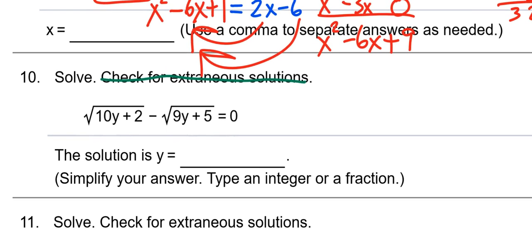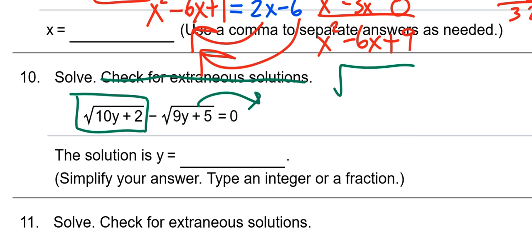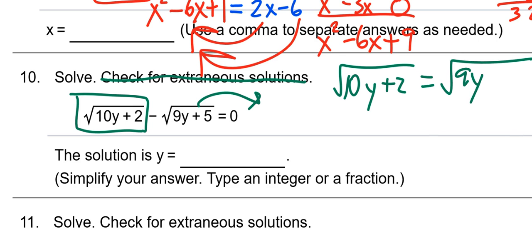Now, when I ask you, is the radical by itself, you might say, which radical are you talking about, Mr. Staley? Well, the key thing is we want to have one radical on one side and one radical on the other. Now, you might think that this is more difficult than other questions. When you put one radical on one side and one radical on the other, so I got 10y plus 2 equals the square root of 9y plus 5.